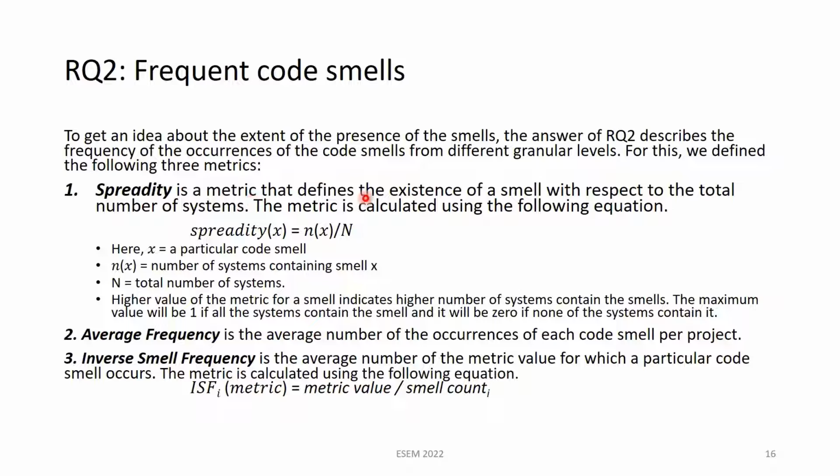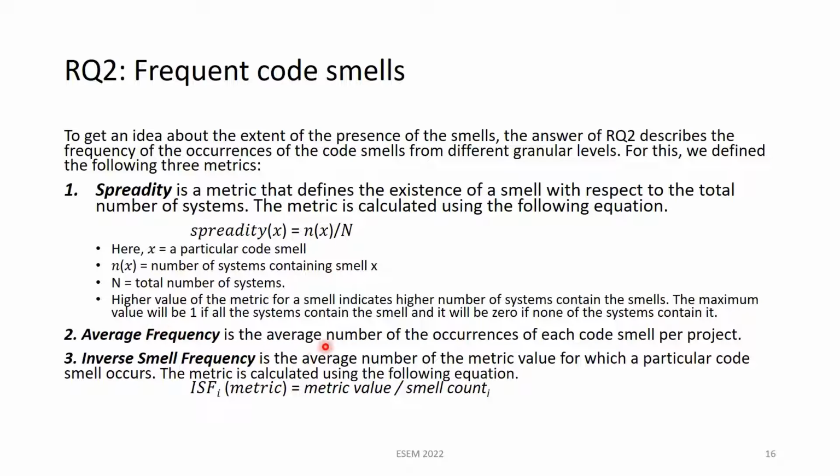Spreadness is a metric that defines the existence of a smell with respect to the total number of systems. A higher value of the metric for a smell indicates a higher number of systems contain the smell. The maximum value will be 1 if all the systems contain the smell, and it will be 0 if none of the systems contain it.